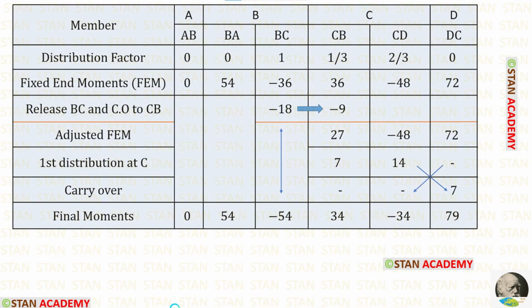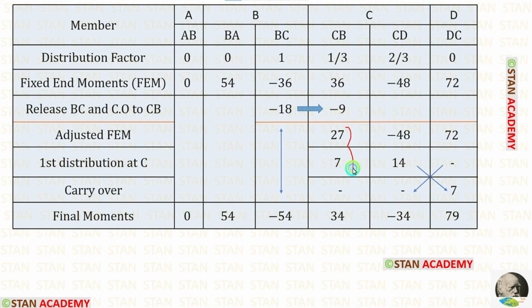In this problem, we cannot continue further. We know that we can make the distribution only in the joint C. In the joint C, now there are no values. So we can't make the next distribution. In this case, let us add the values and find the final moments.